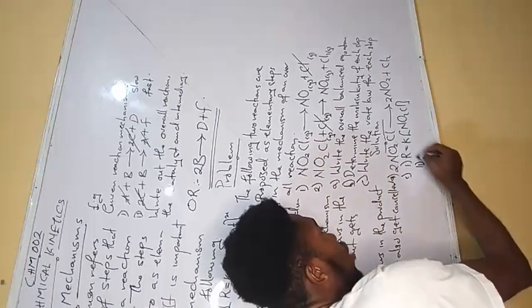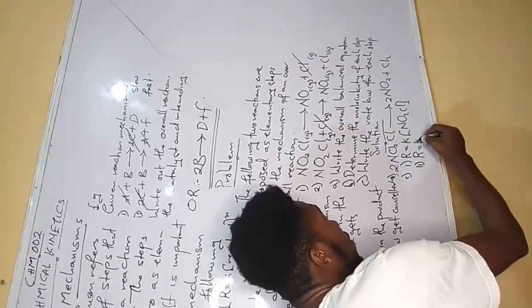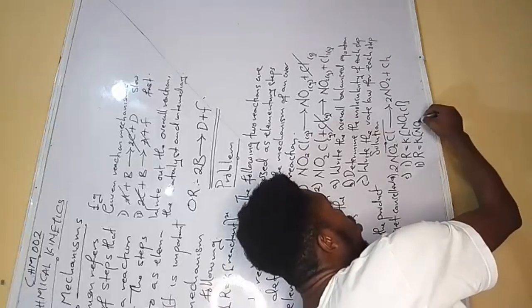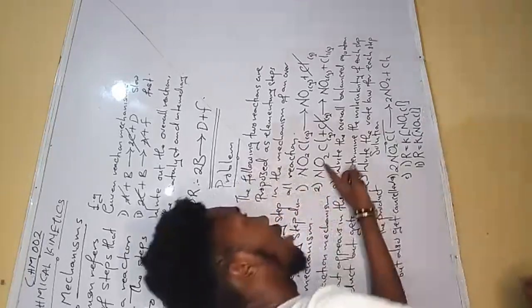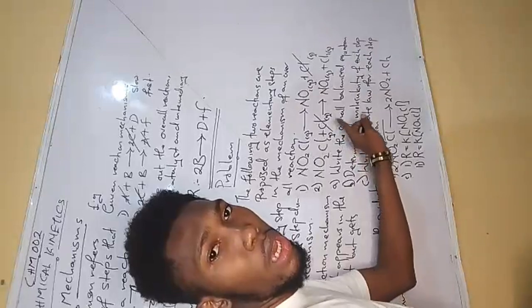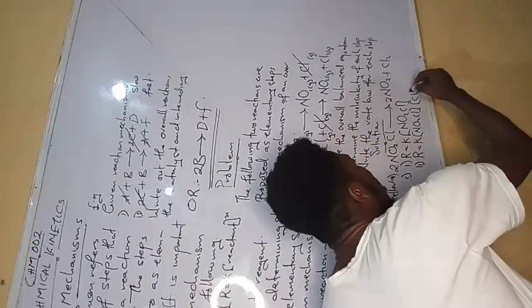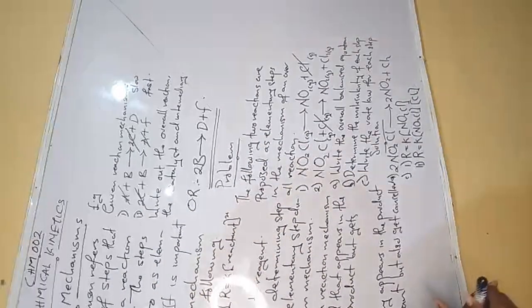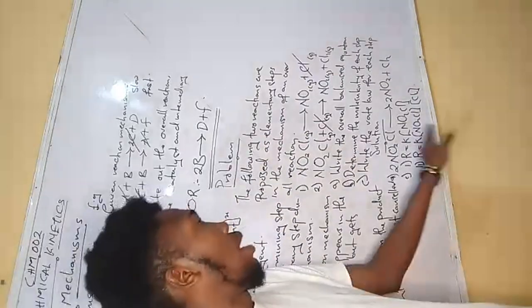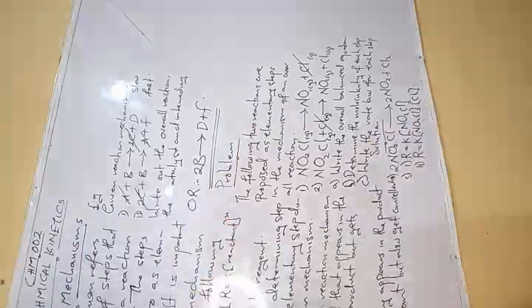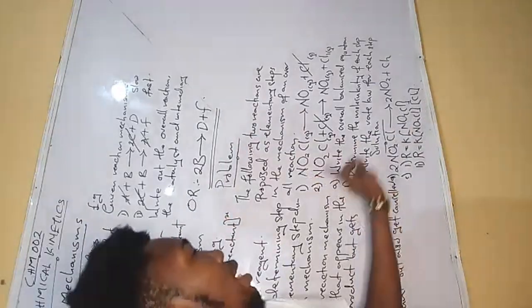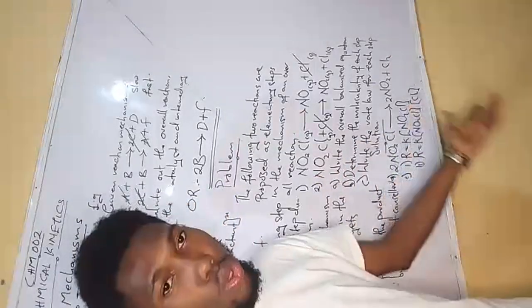But the rate law for the second elementary step is R equals K NO2Cl, then we also add chlorine, so Cl. That's the rate law of the second elementary step. Are you together now? If there were 2 moles here, we would have raised this one to 2. You get? So that's that.